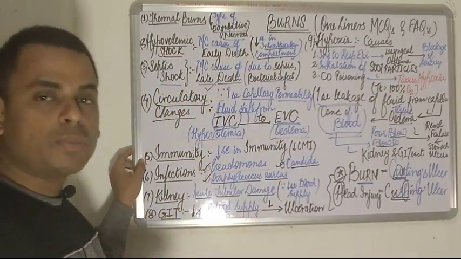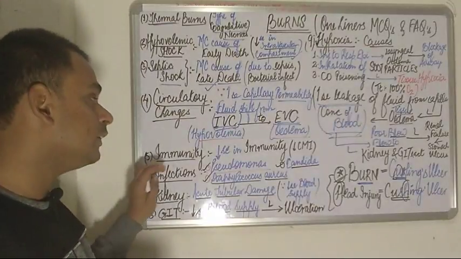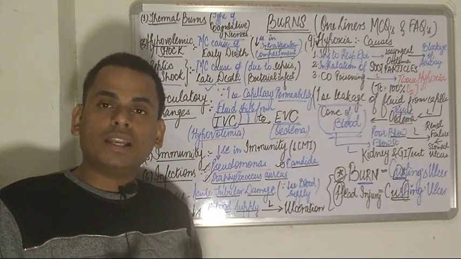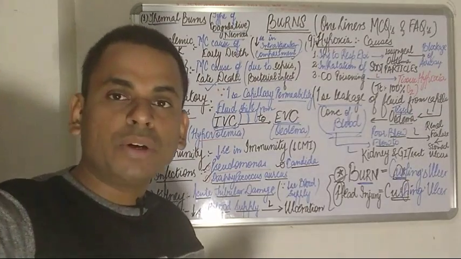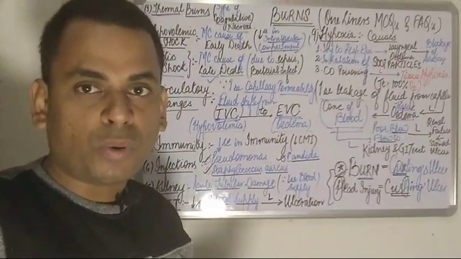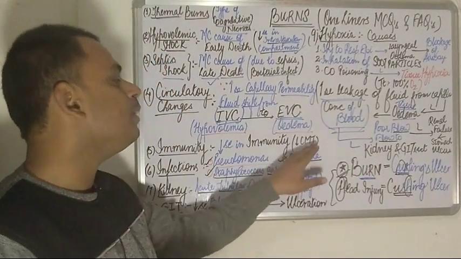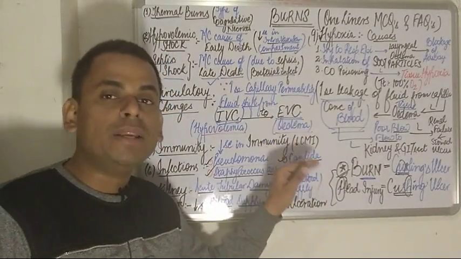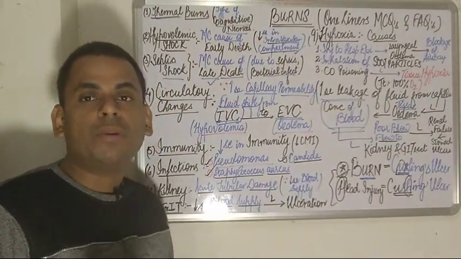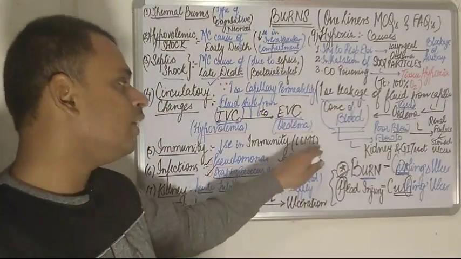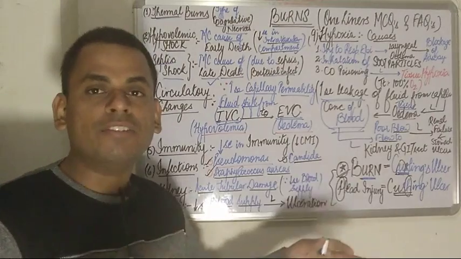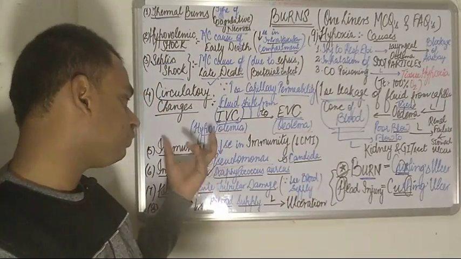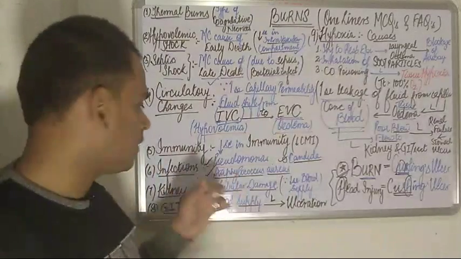Moving on to the next very important complication, what is seen is immunity. In patients of burns, the level of immunity that falls the most is the cell mediated immunity. There is a decrease in cell mediated immunity found in patients of burn, particularly the T lymphocytes and the B lymphocytes, which impart the cell mediated immunity, and it falls down.